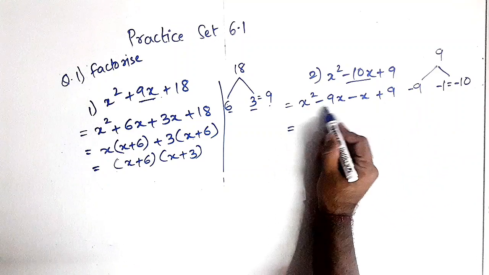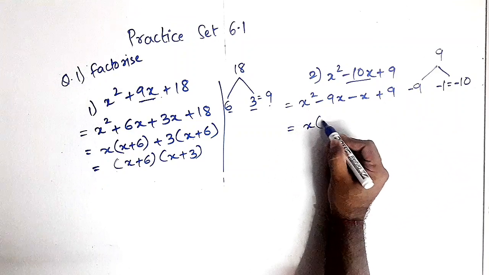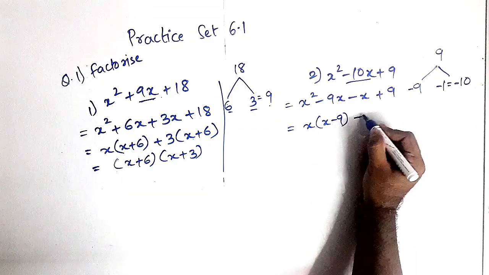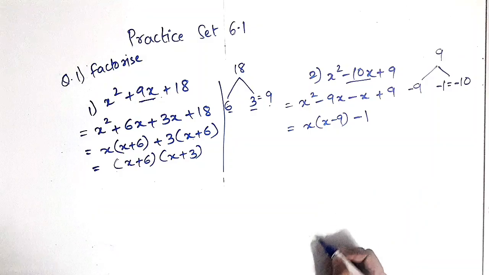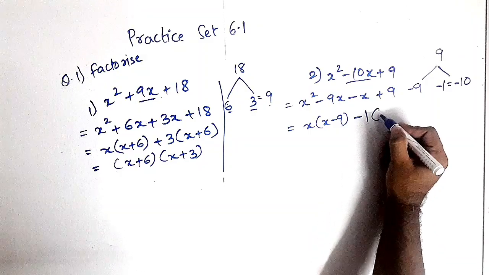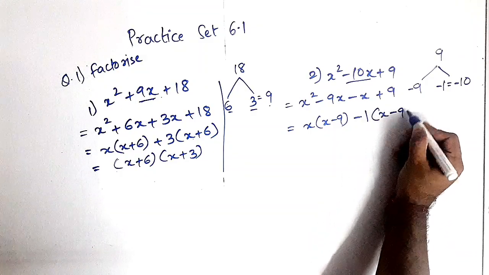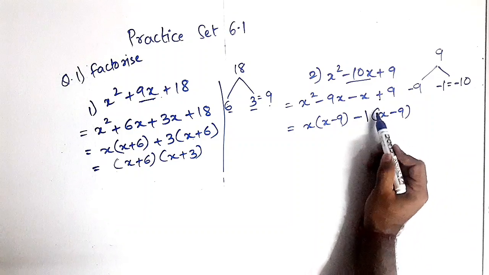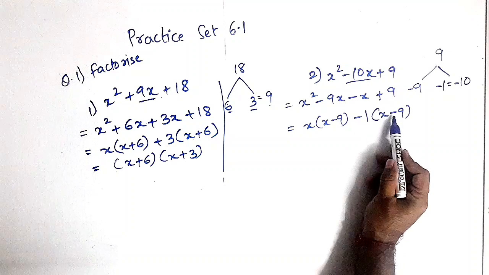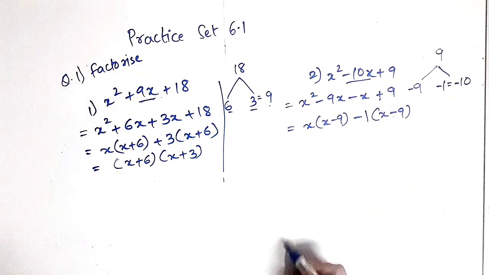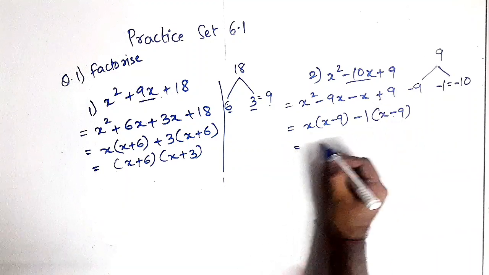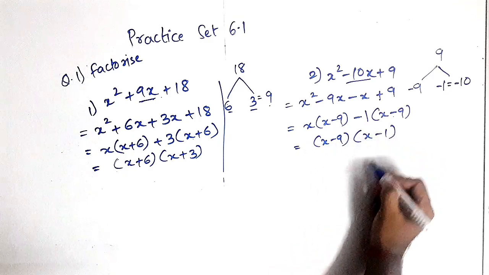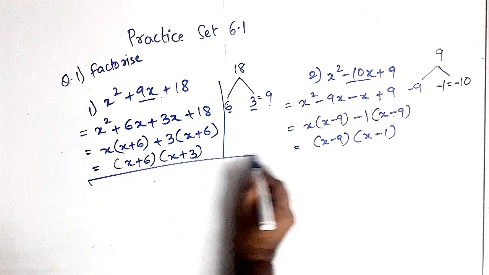Here x is common, x minus 9. Then nothing is common here, so take minus 1 as common. What remains inside? x minus 9 remains inside, because plus sign is there and you have taken minus outside, so minus minus will become plus. Now what is common? x minus 9 is common. What remains now? x minus 1. So this is how we do.